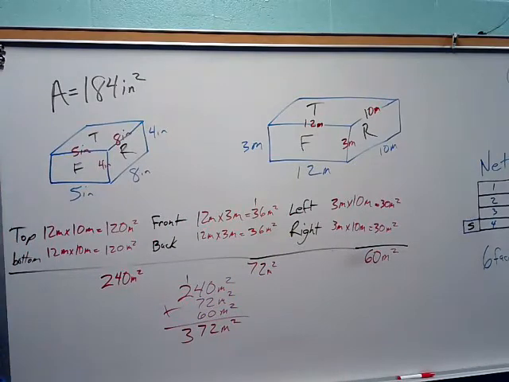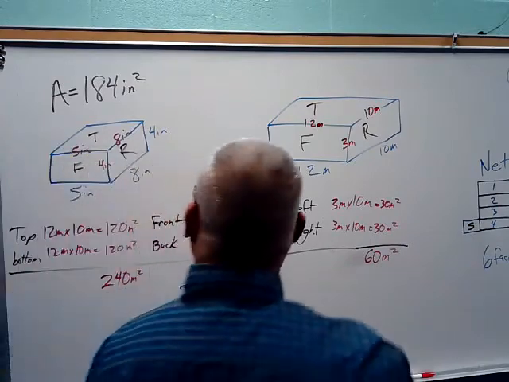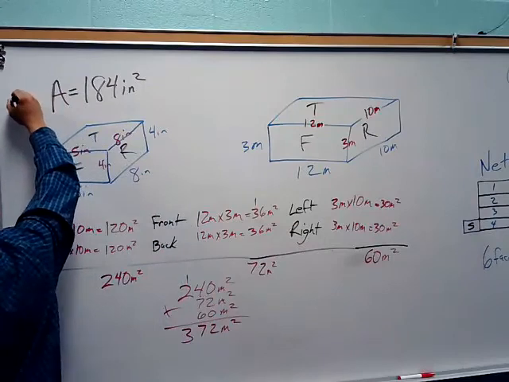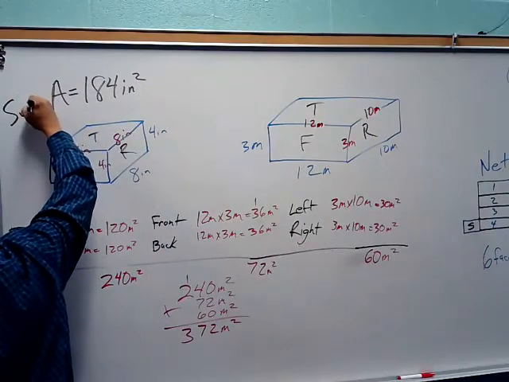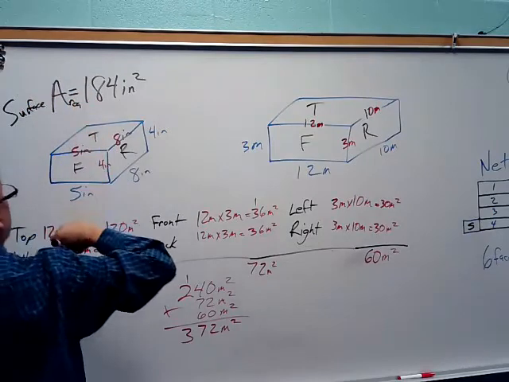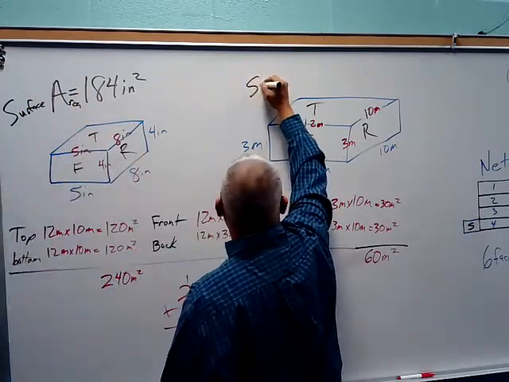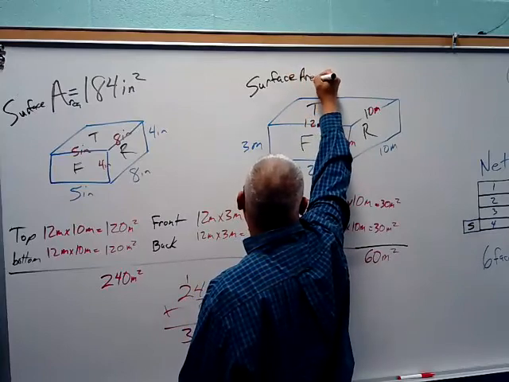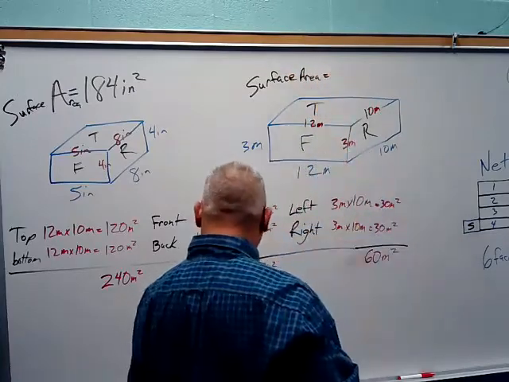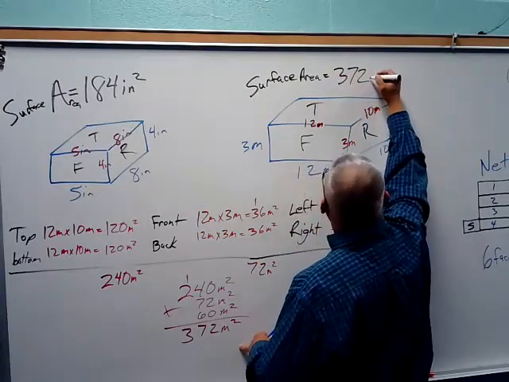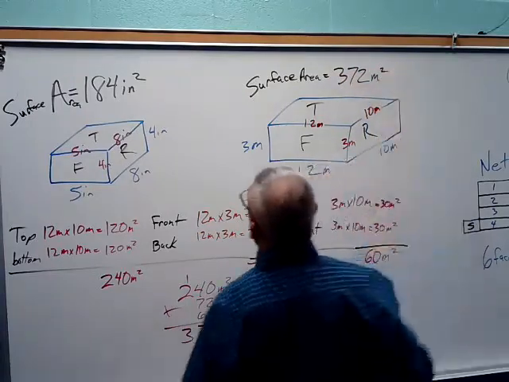So now you can see we have, okay. So I'm going to go up here. Oh, I shouldn't have said SA. I should have said SA for surface area. And this is going to be surface area. So what does this surface area equal? 372 m to itty bitty 2.